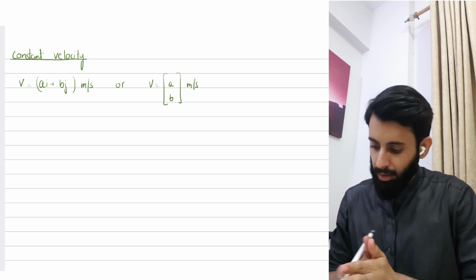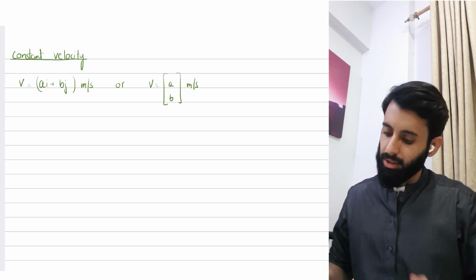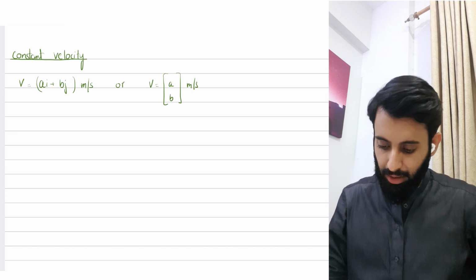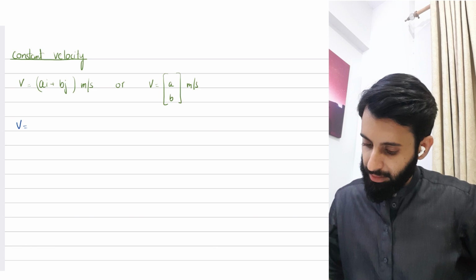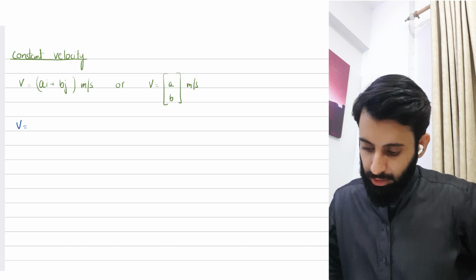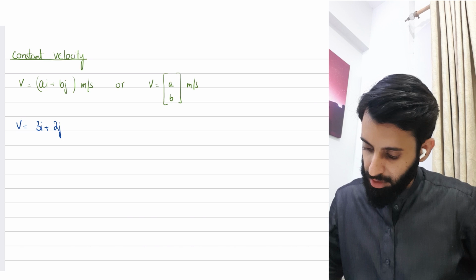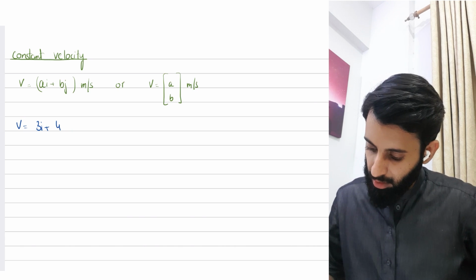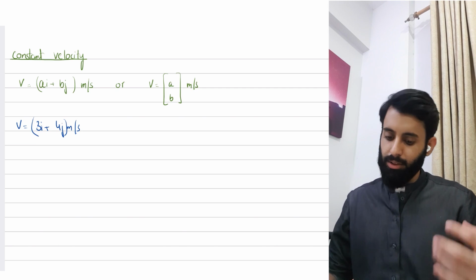Now, before we do any of that, it's important to understand what a velocity vector looks like. So I've written over here, it looks like a times i plus b times j meters per second. Now, what this basically means is, if you take an example with actual values, let's say you have 3i plus 4j meters per second. Now let's say this is what the velocity of a certain particle is.